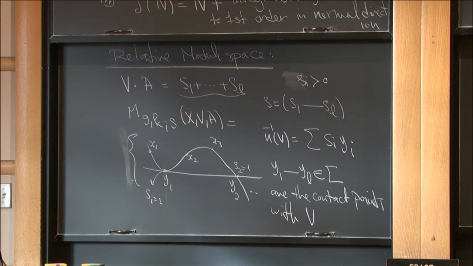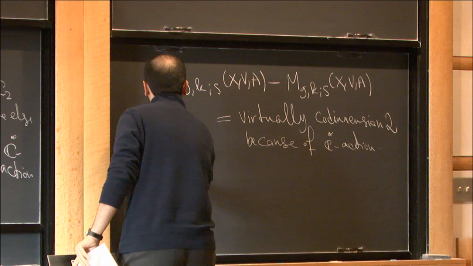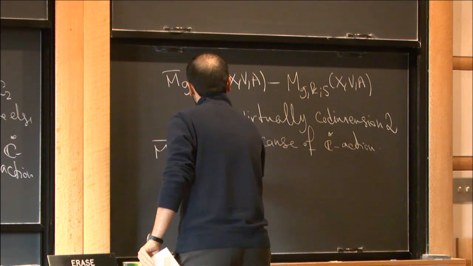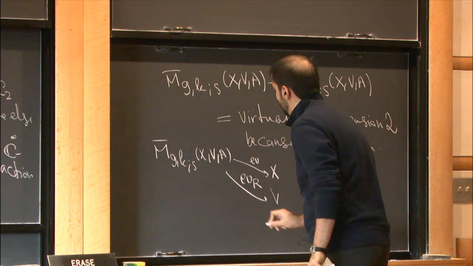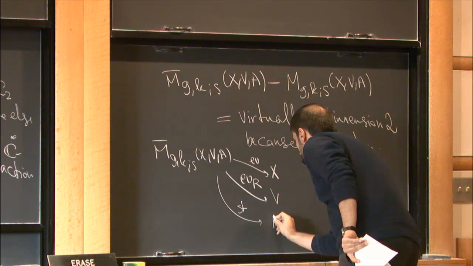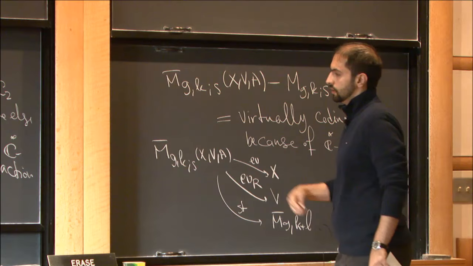Okay. Now, I'm going to have the same kind of evaluation maps as before with one more. So you would have evaluation maps to X, relative evaluation maps to V at the contact points, and a stabilization map to M bar g, k plus l. So that looks at the domain, at the relative marked points, and at the interior marked points, I mean the classical marked points.